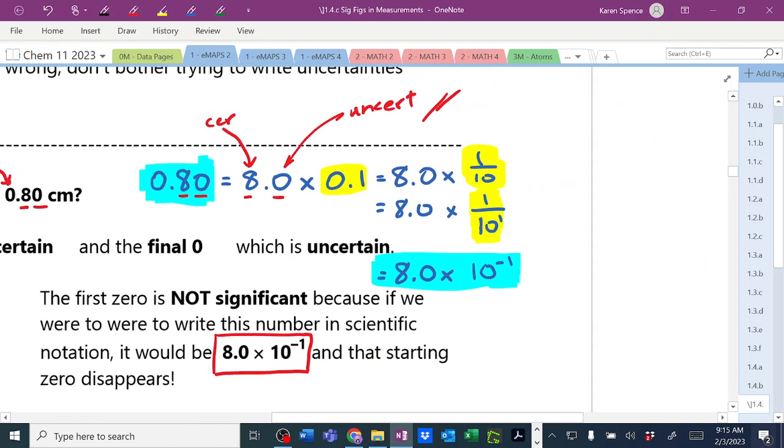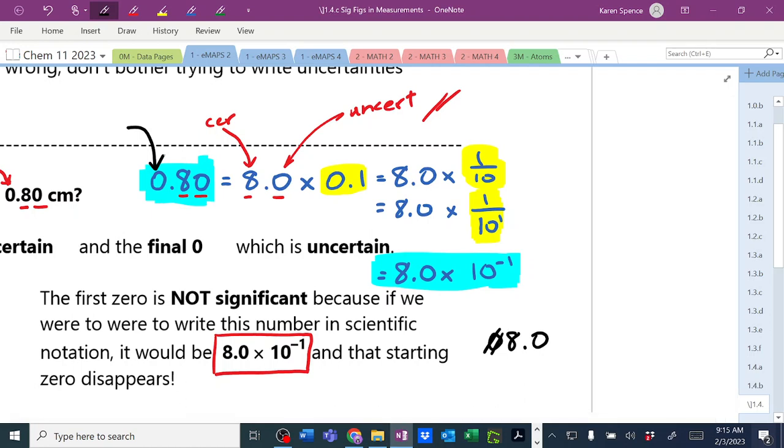Now, would we ever write this number? Would you ever write 08.0? Is that a normal way of writing a number? No, it's not. We would always just write 8.0. Why would we bother having a number in front of it? It's just telling us our number hasn't started yet. Remember, this 0 was telling us that our number hasn't started yet.